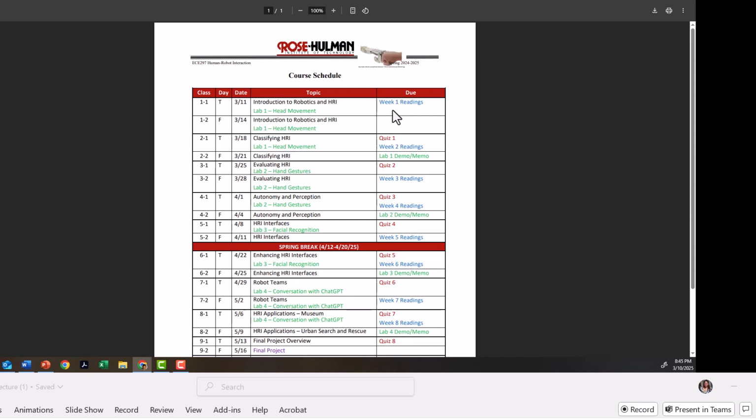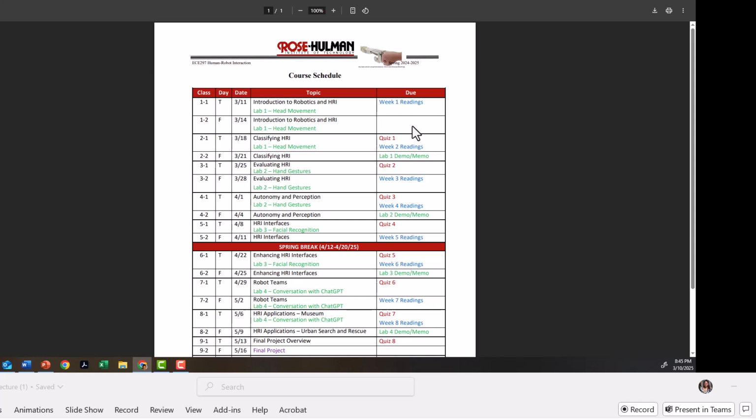So notice week 1 readings. It says due here, but they're really due before you take quiz 1. Also, watch week 1 lectures before you take quiz 1. Lab 1 will be on getting all of the necessary software installed and working on the robot, including ChatGPT, and then being able to move the robot's head by using the 4 motors, using keystrokes as well as a Python script. And that will be due by Friday of week 2, where you will submit the lab 1 memo to Gradescope and also do the demo.